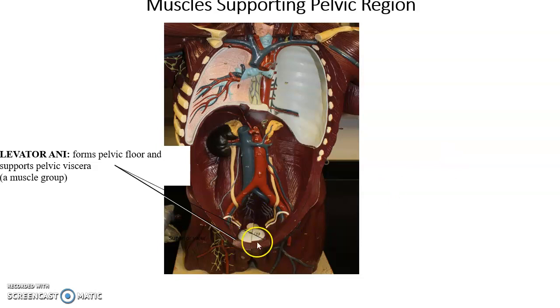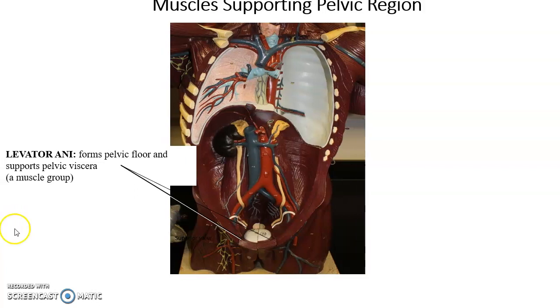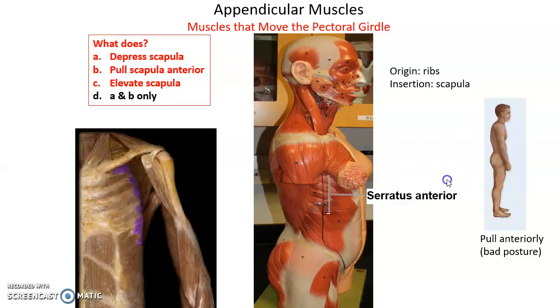All right, the pelvic region, the floor of the trunk of the body. There we have a collection of muscles that we will collectively call the levator ani muscles. They form the pelvic floor and they support the pelvic viscera, so it's held up. All right, moving on to muscles that move the pectoral girdle. This is the scapula and clavicle.